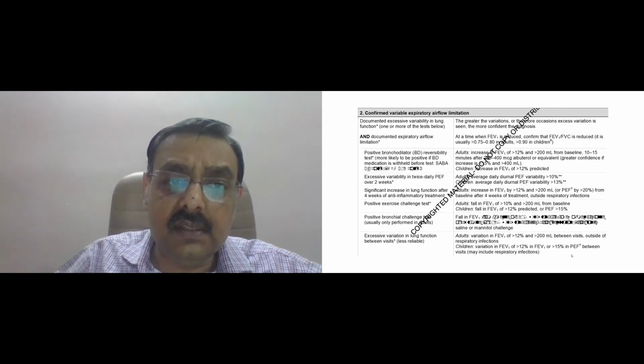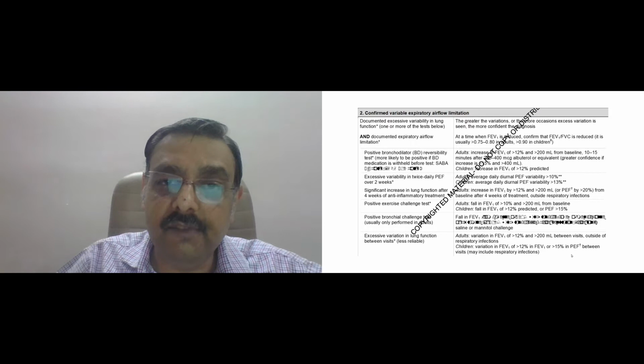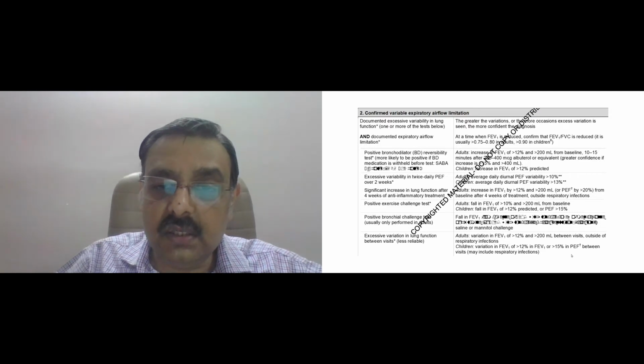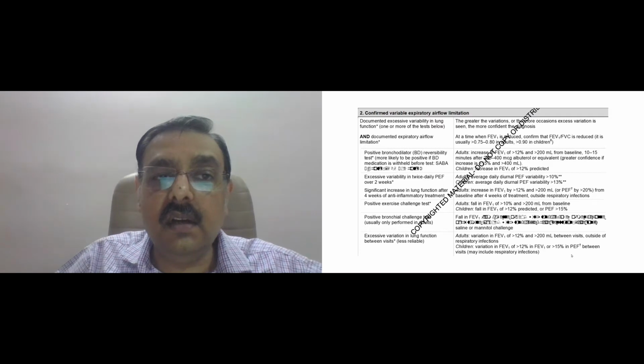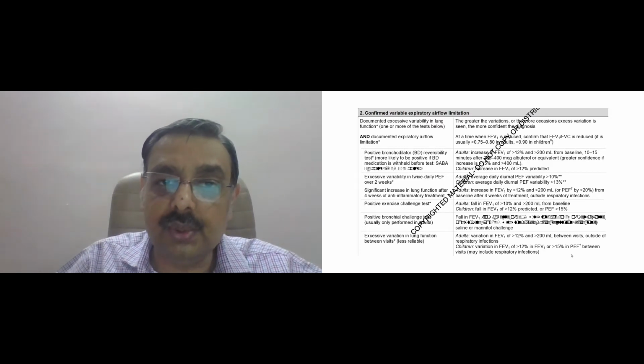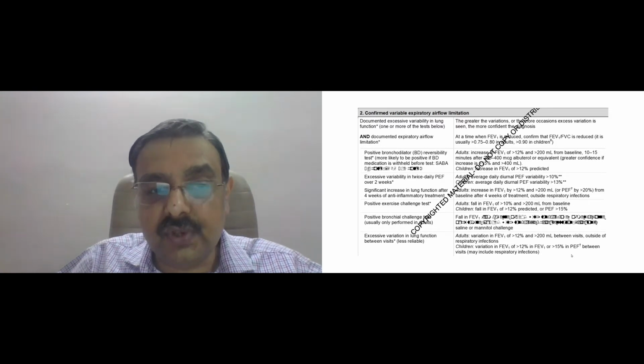Now, in addition to this, the GINA also talks about documentation with a lung function. So it has to be confirmed, and there has to be a confirmed variable expiratory airflow limitation. So two things need to be met. One, the FEV1 by FVC ratio is low, and in addition the FEV1 is found to be low. So these are the two things which need to be there at some point of time. Now, when that happens, it shows obstruction.